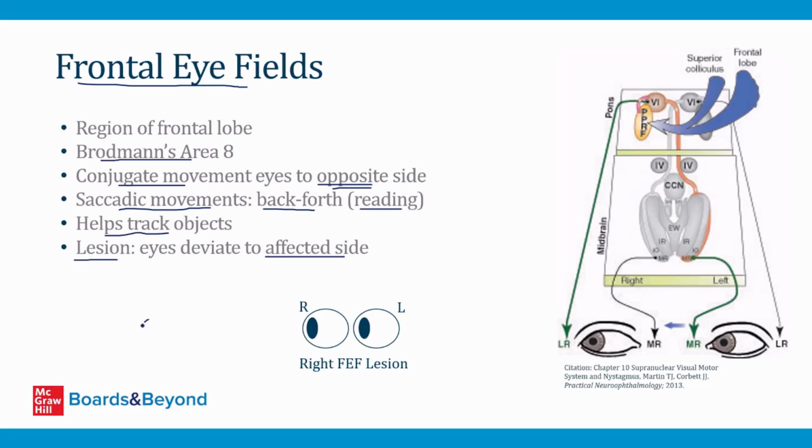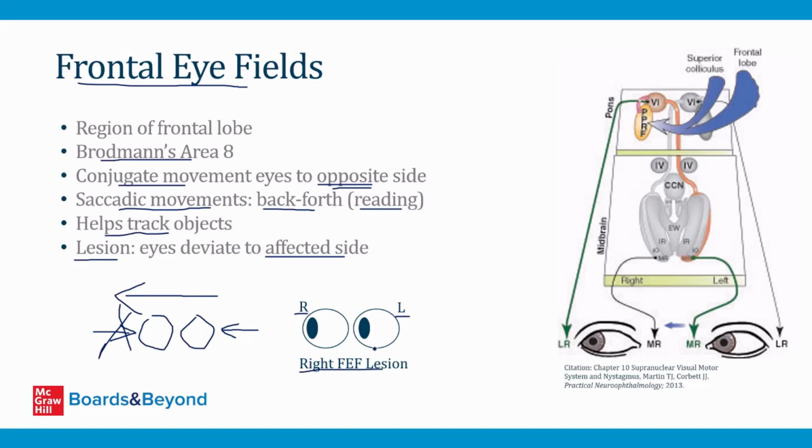The way you can think about this is if we have our two eyeballs, the frontal eye fields are pushing the eyes in this direction from one side, and then the other side frontal eye fields are pushing the eyes in this direction. So when you get a lesion, the other side is going to dominate and the eyes are going to deviate toward the side with the lesion. So for example, if this were the right eye and this were the left eye and we had a right frontal eye field lesion, this is how the eyes would deviate, shown here.